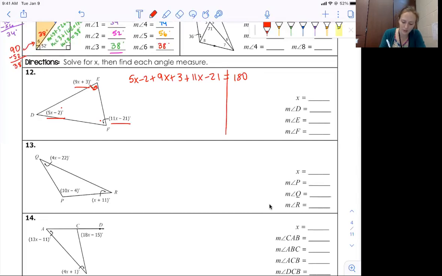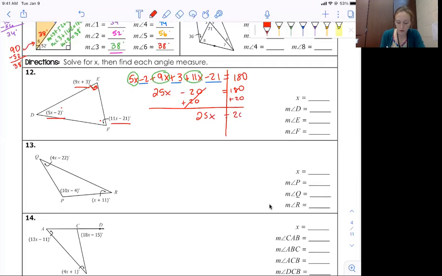Now I just got to solve for x. Just be really careful of signs and balancing. So here I'm going to start by combining like terms. 5x plus 9x is 14x, plus 11x is 25x. Negative 2 plus 3 is 1, minus 21 is negative 20, equals 180. And then I want to balance by adding 20 to both sides. That gives me 25x is equal to 200. Divide by 25 on both sides, and I end up with x is equal to 8.